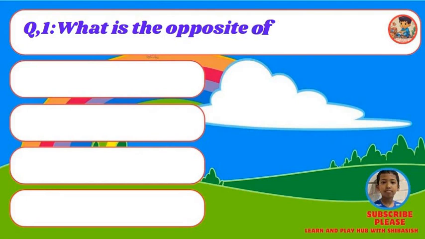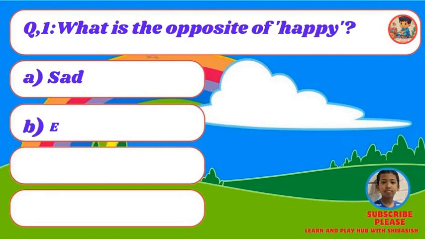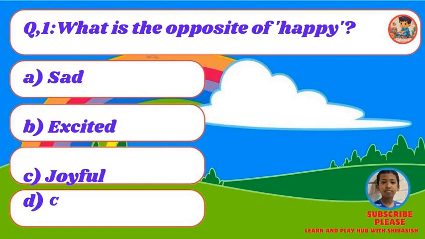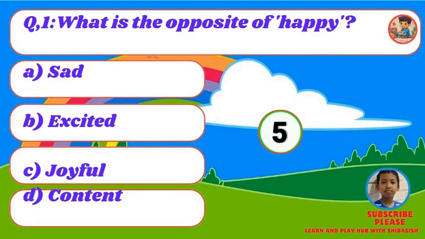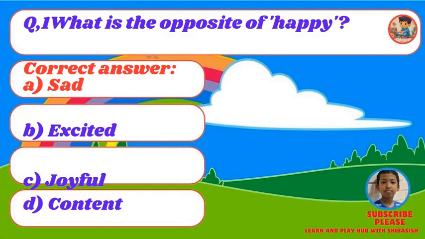Question 1. What is the opposite of happy? Option A, sad. Option B, excited. Option C, joyful. Option D, content. The correct answer is option A, sad.